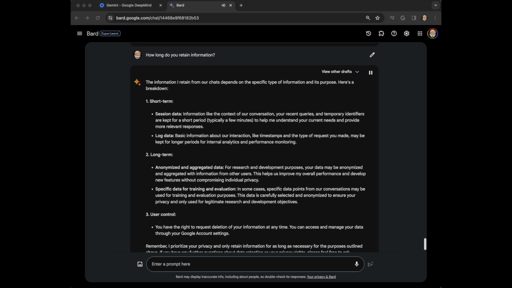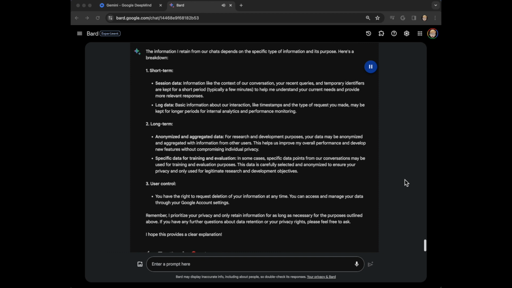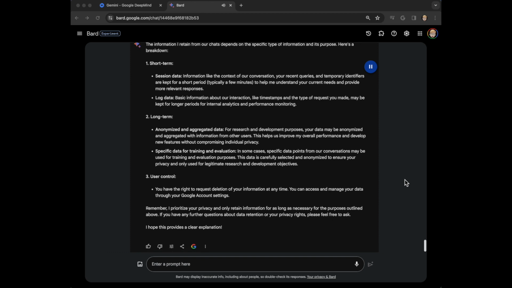2. Long-term. Anonymized and aggregated data. For research and development purposes, your data may be anonymized and aggregated with information from other users. This helps us improve my overall performance and develop new features without compromising individual privacy. Specific data for training and evaluation. In some cases, specific data points from our conversations may be used for training and evaluation purposes. This data is carefully selected and anonymized to ensure your privacy and only used for legitimate research and development objectives.